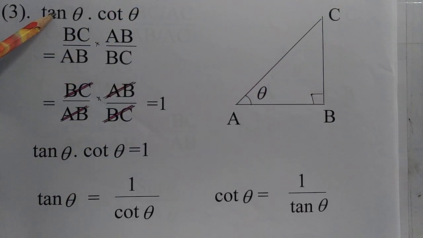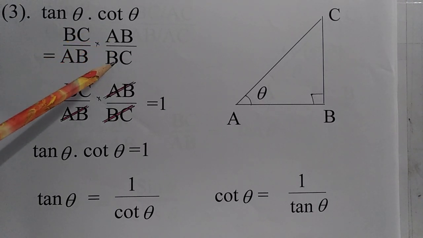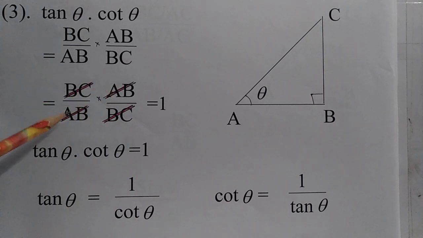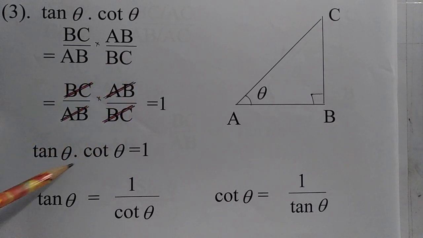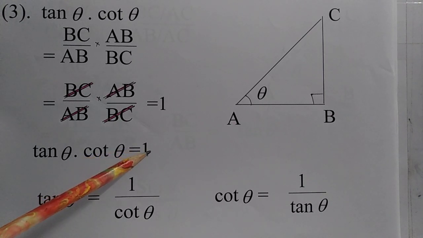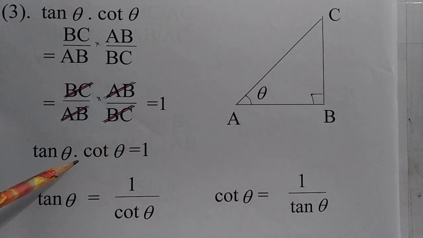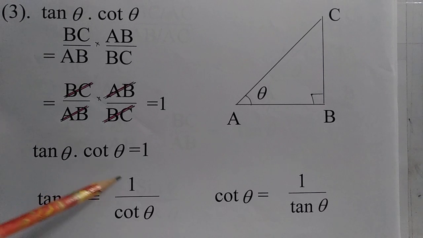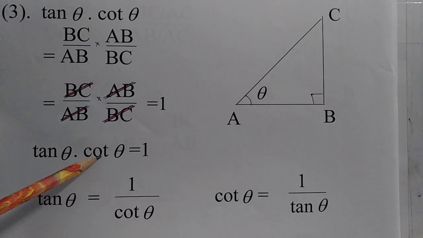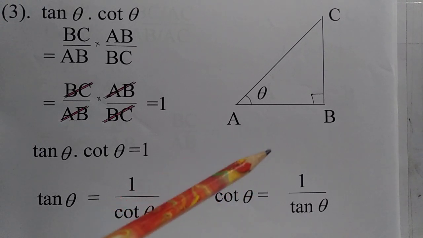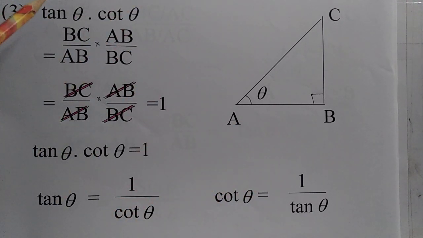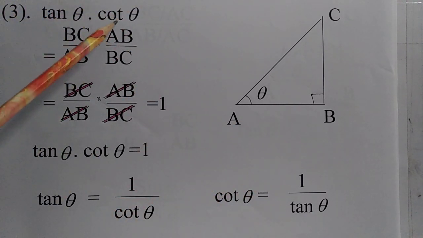Tan theta into cot theta, BC by AB into AB by BC. BC gets cancelled and AB gets cancelled. We got 1. So tan theta into cot theta equal to 1. From this we write tan theta equal to 1 by cot theta and cot theta equal to 1 by tan theta. Once again we see the third relation, tan theta into cot theta.